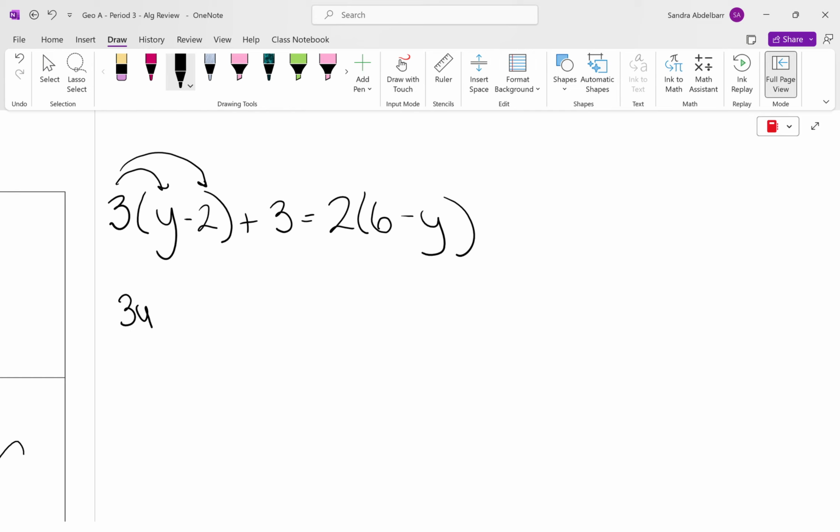So we have 3y minus 6 plus 3. And now I'm going to distribute in that 2. 2 times 6 is 12. 2 times a negative y is a negative 2y.